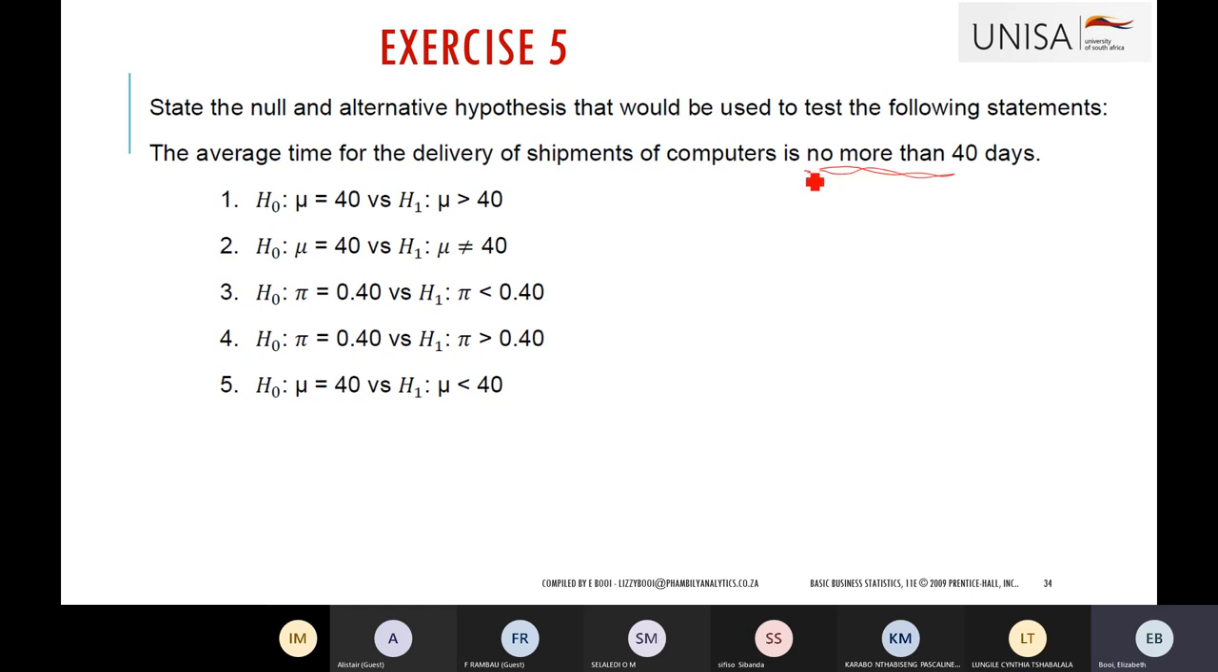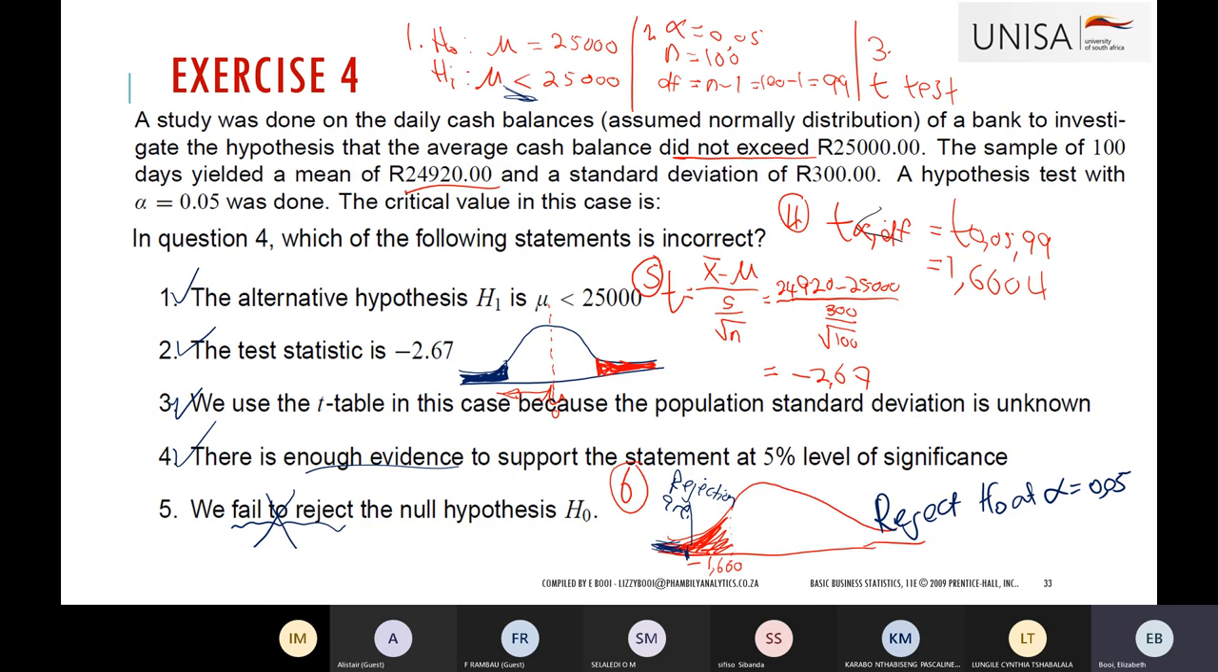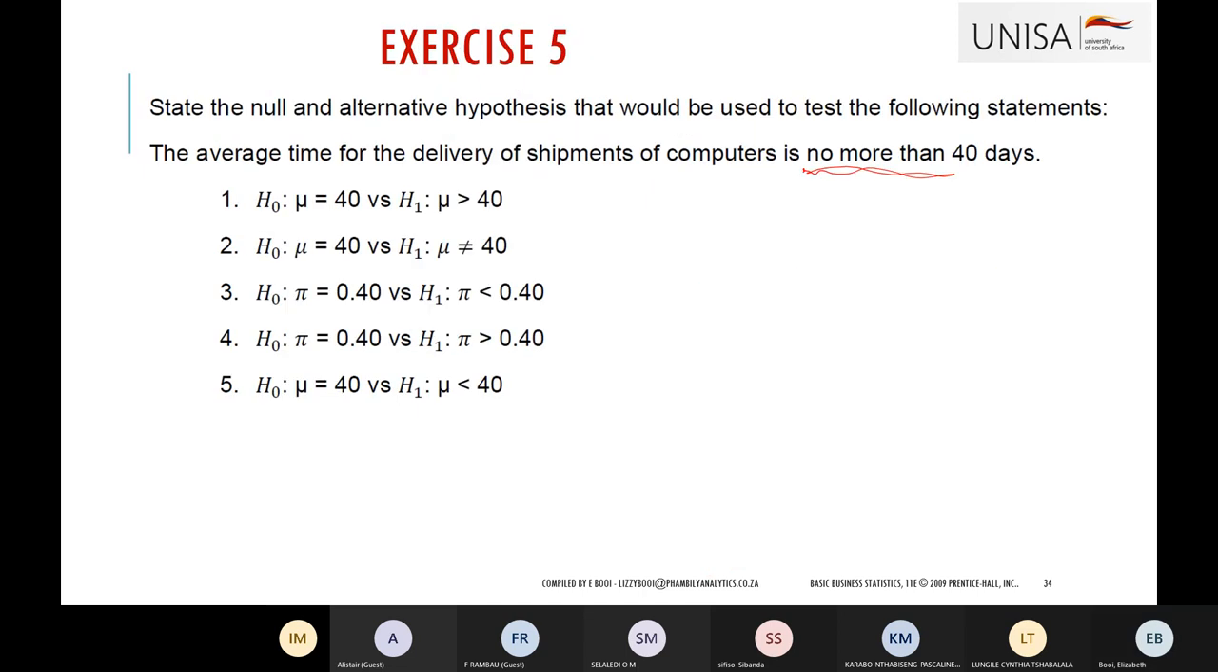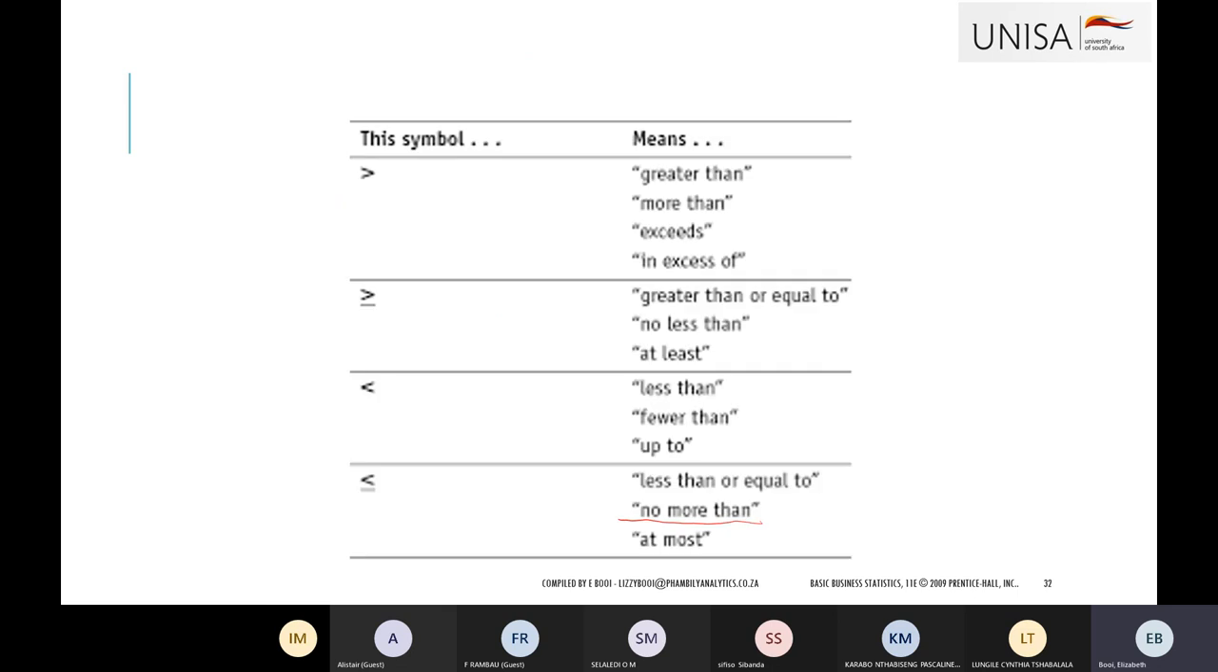You see, statements like this are very tricky. No more than. Let's go back to our graph and see if there is a no more than. There is a no more than. And you see why I'm saying statements like this are very tricky. Here it says greater than, less than, equal, not equal. Let's go back to our statement. The statement says no more than is less than or equal.